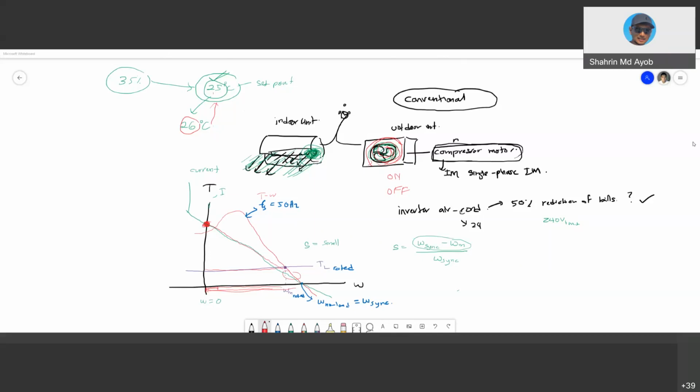So, maybe someone might ask, why does the compressor need to turn off? Why, when we reach 25 degrees, does the compressor need to turn off? Why don't we just leave it on? Why do we need to shut down the compressor every time it reaches the set point? Why?